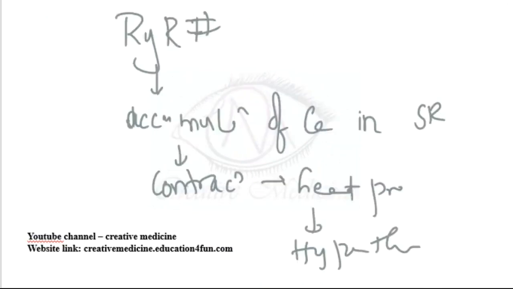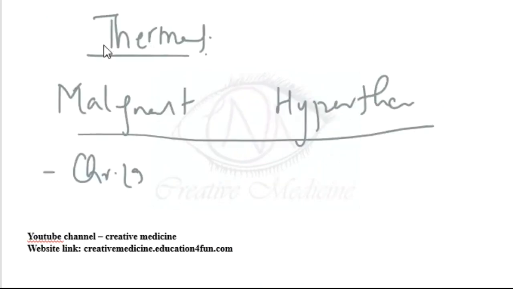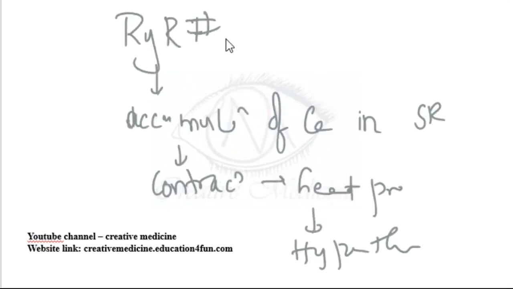So, summary. The thermal complication is malignant hyperthermia. Malignant hyperthermia is mediated by chromosome 19. There is a defect or mutation in the ryanodine receptor which causes accumulation of calcium in the sarcoplasmic reticulum, which results in sustained muscle contraction leading to heat production, causing hyperthermia or increased temperature.